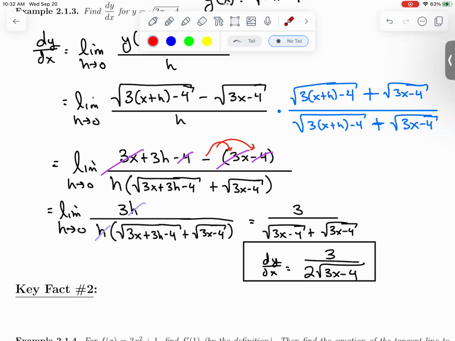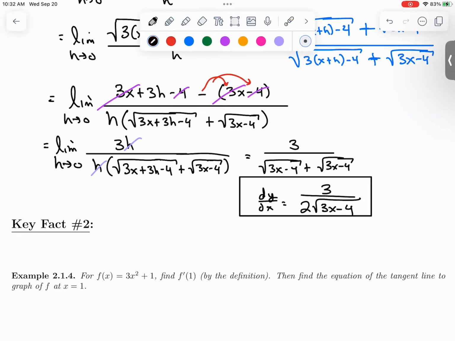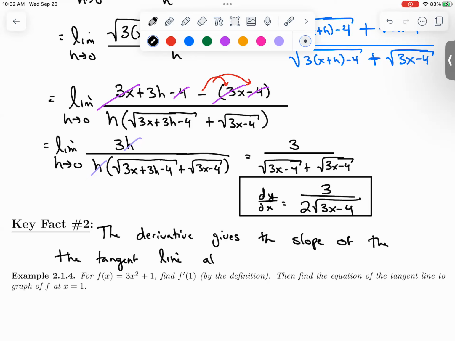So key fact number 2 is that the derivative gives the slope of the tangent line at any given value of x.